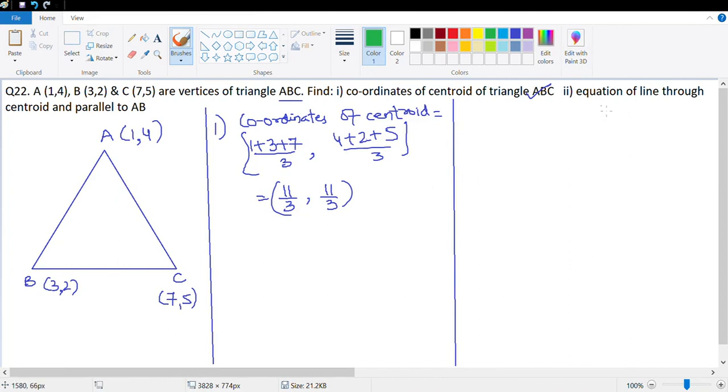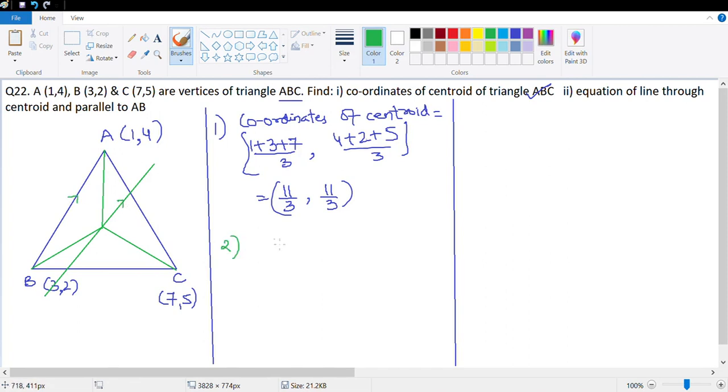Next, the equation of the line through the centroid and parallel to AB. So somewhere here would be the centroid where all three medians meet. They need the equation of a line which is passing through the centroid and parallel to AB. Something like this. That's the line that they need. So this line is parallel to AB.